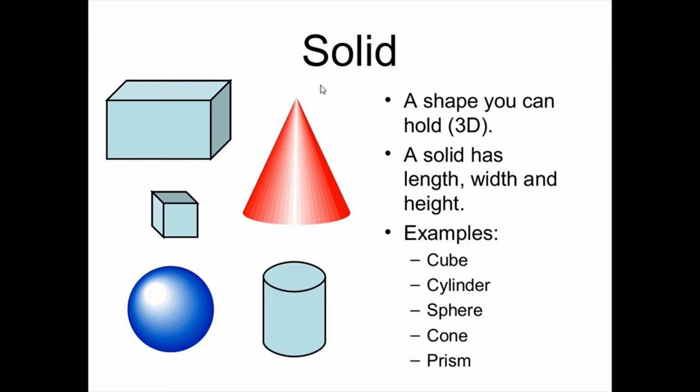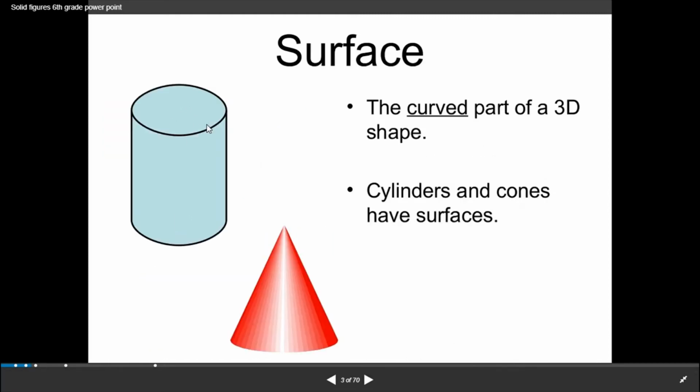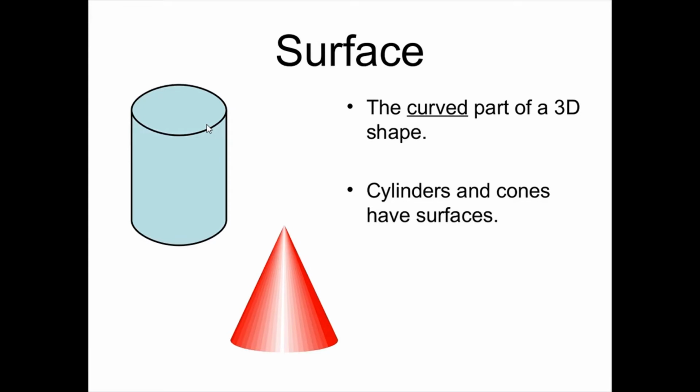Solid, or a shape that you can hold. A solid has length, width, and height, and some examples of solids are the cube, the cylinder, the sphere, the cone, and the prism. Now let us identify the different parts of a solid.